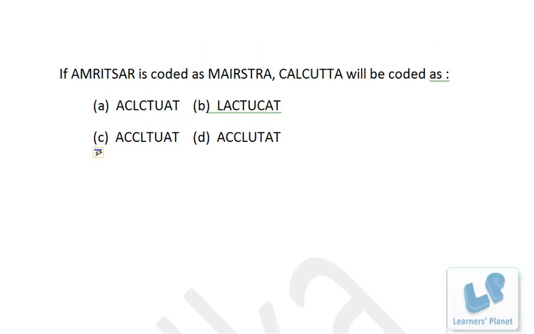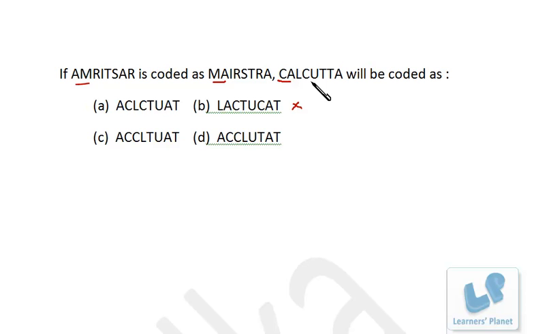Now here AMRIT SAR is coded like this. Just try to find out. AM becomes MA, RI becomes IR, TS becomes ST. Now it's very simple. That means CA should be written as AC, right? So this option is eliminated.